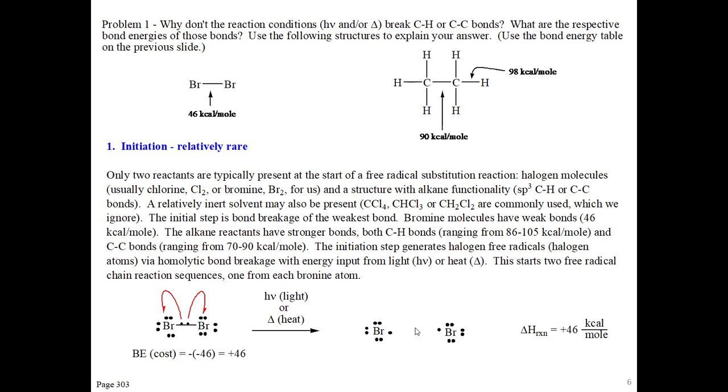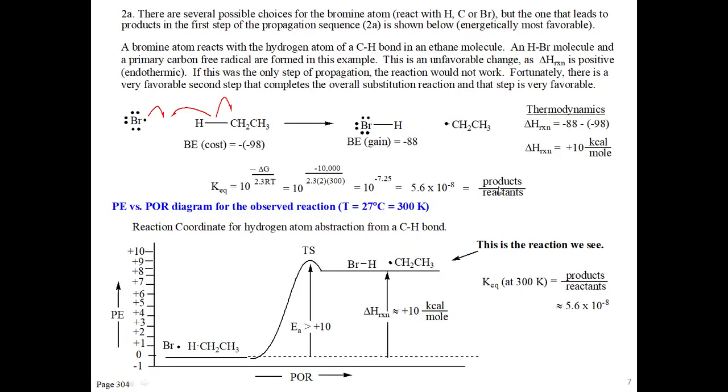Okay, so what did that cost us? That cost us the input of light and the 46 kcals that it took to break that bond. Okay, so now we have 2 free radicals running around. We're just going to look at one.